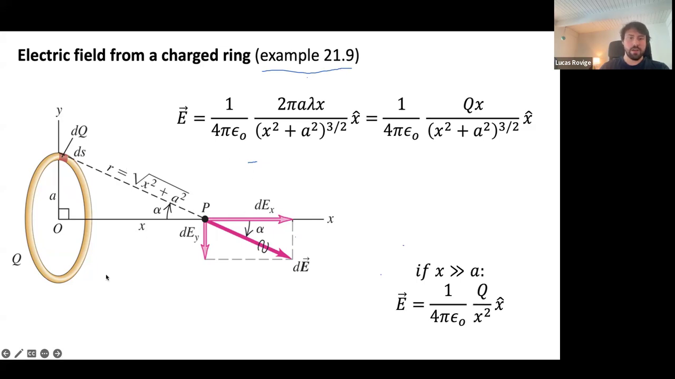And it's a similar way where you define your charge element dq. You have a point P on axis here, and you get the small contribution of electric field associated with this small charge element, and then you integrate over the whole ring. And if you do that, I give you the general result. You get this expression of the electric field.